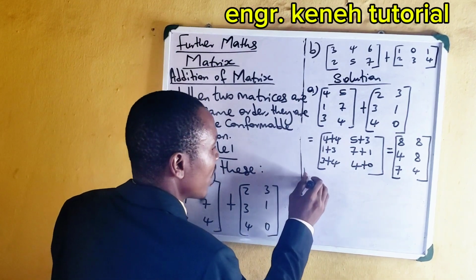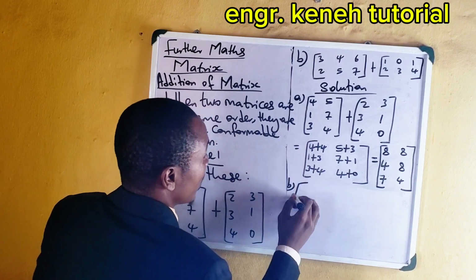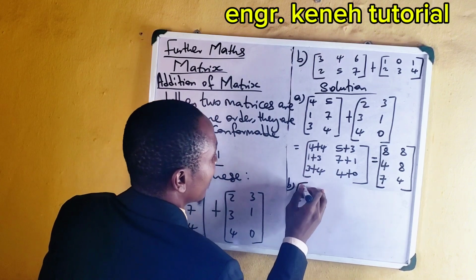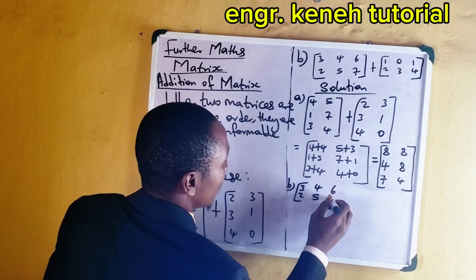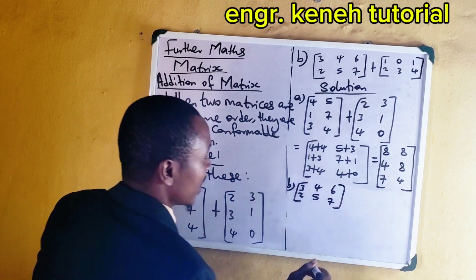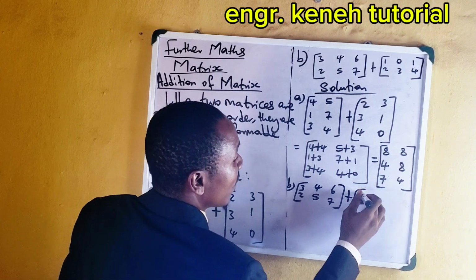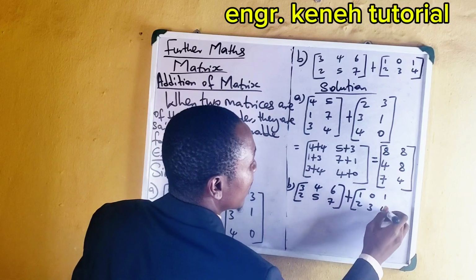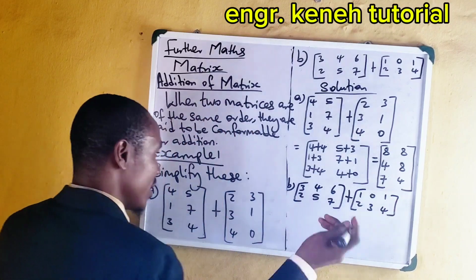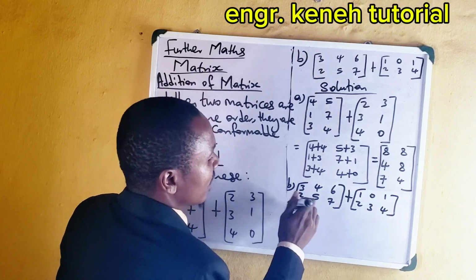Let us solve number B. We have B like this. They said simplify this one. We have 3. Here we have 2. We have 4, we have 5, we have 6, we have 7. Can you see that? Plus we have this, we have 1, 2, 0, we have 3, we have 1, we have 4, like this. All right, they say simplify this. We are adding now, so we have this.